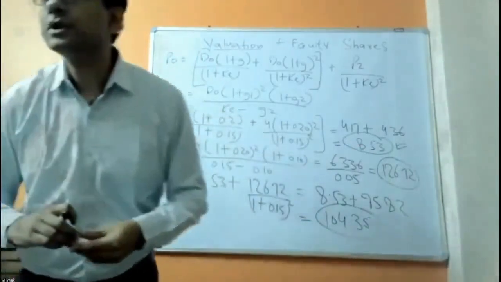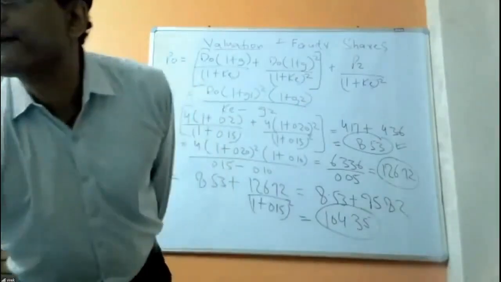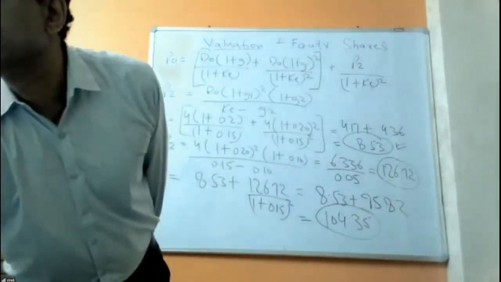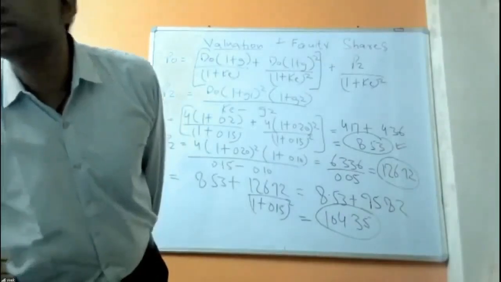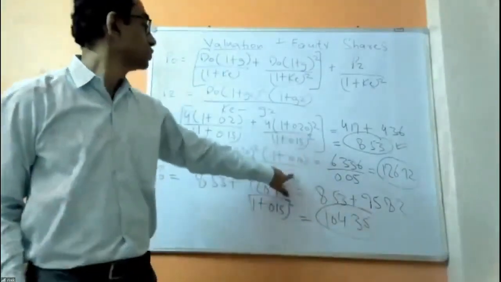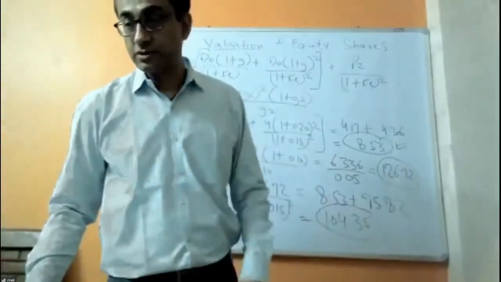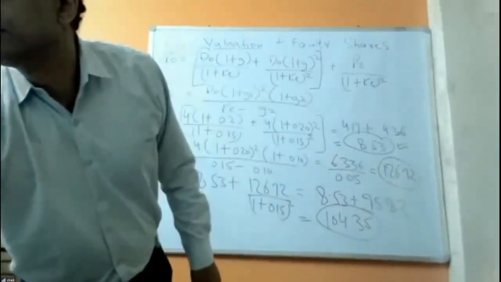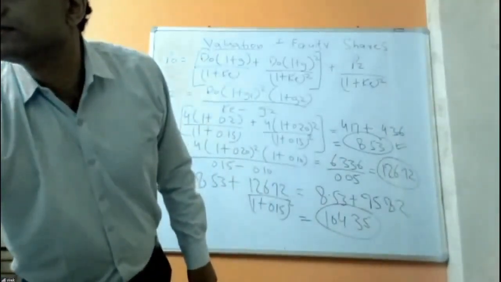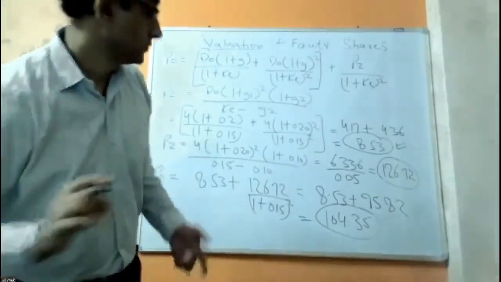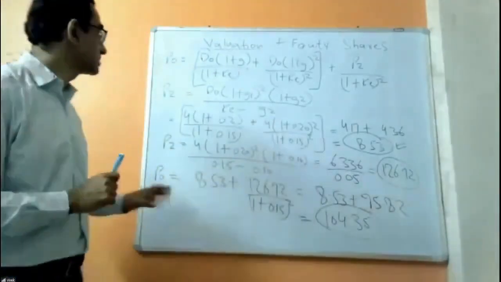Okay. Any question on this? P2 is equal to 126.72 and P0 is 104.35. Okay, Dev, great. Fine. I hope the rest of you are also getting the same answer.